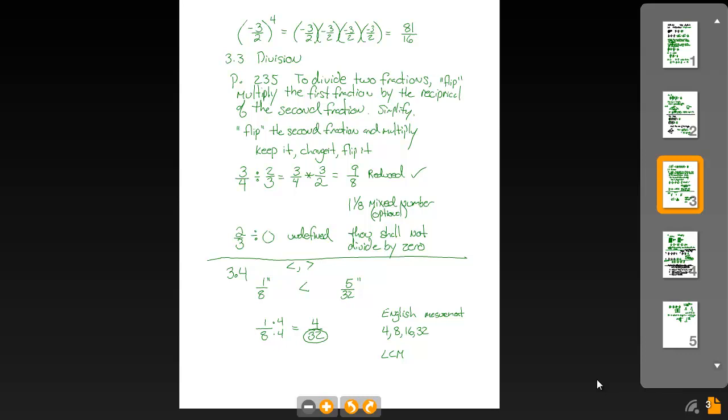Here's how we decide. If we're just looking at those two, change them both to be out of 16. And it turns out the 15/16 is the bigger wrench. It's just a little bit off of being a whole inch.